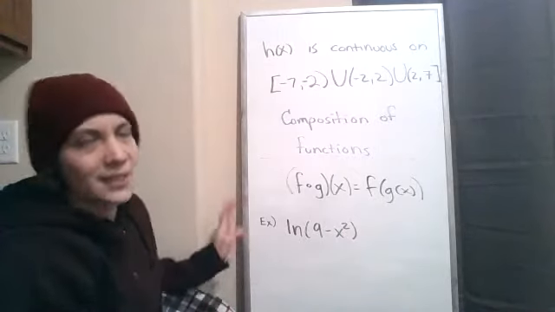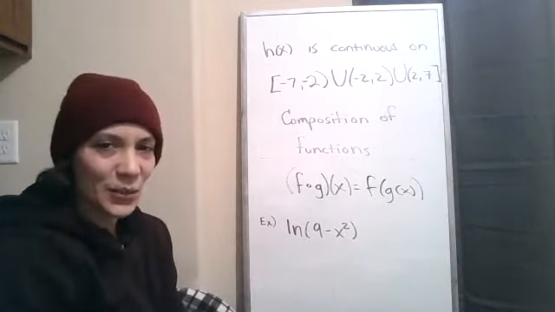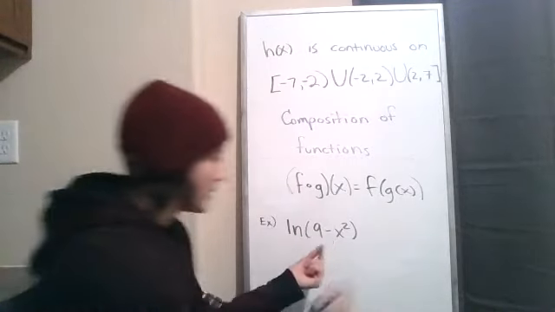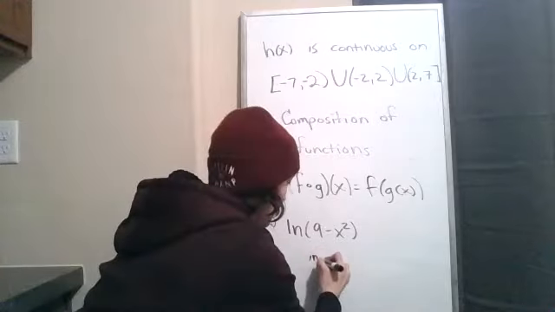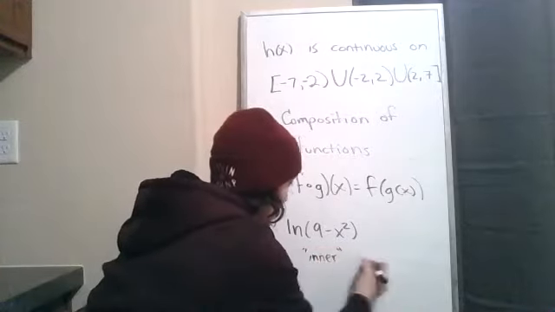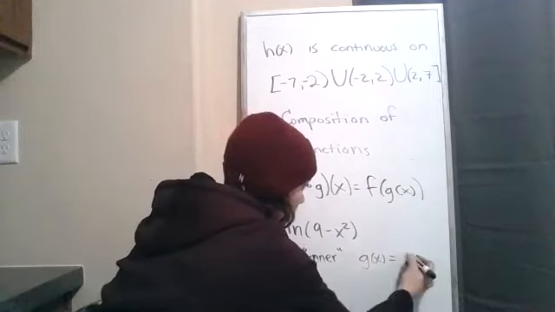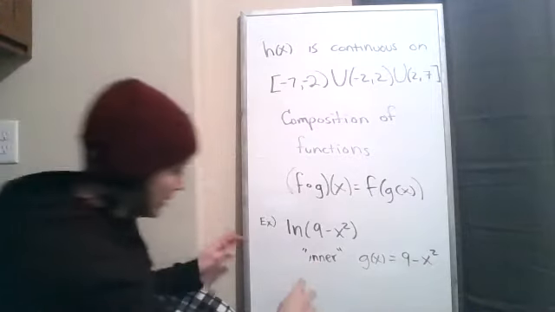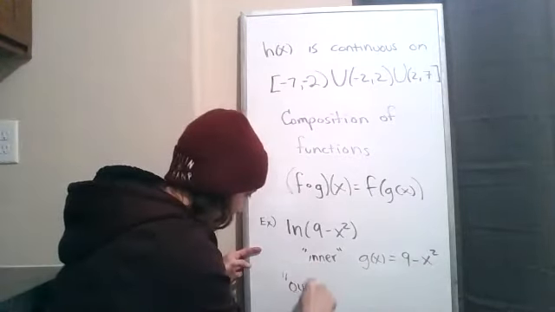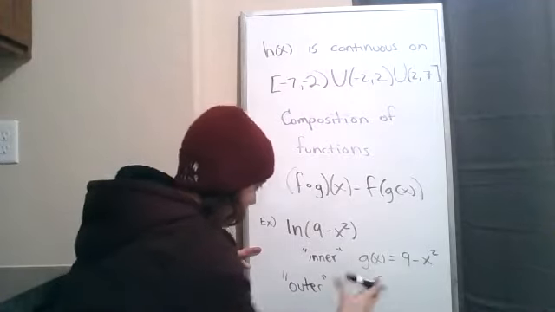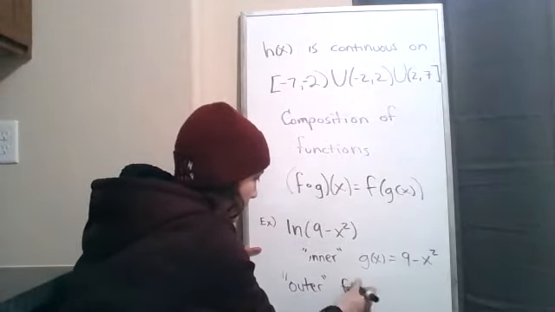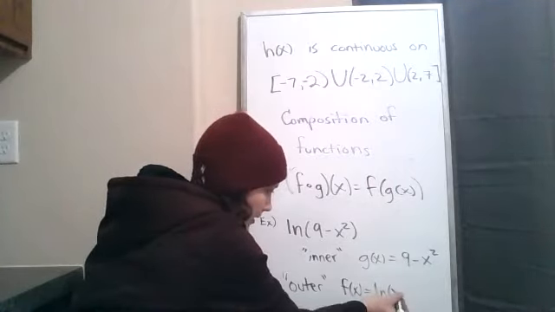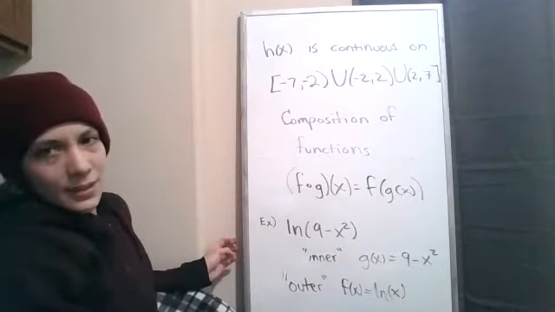If you have something like ln of 9 minus x squared, the outer function is ln of x, and the inner function is 9 minus x squared. Inner function g of x is 9 minus x squared. The outer function would be like f of x equals ln of x.